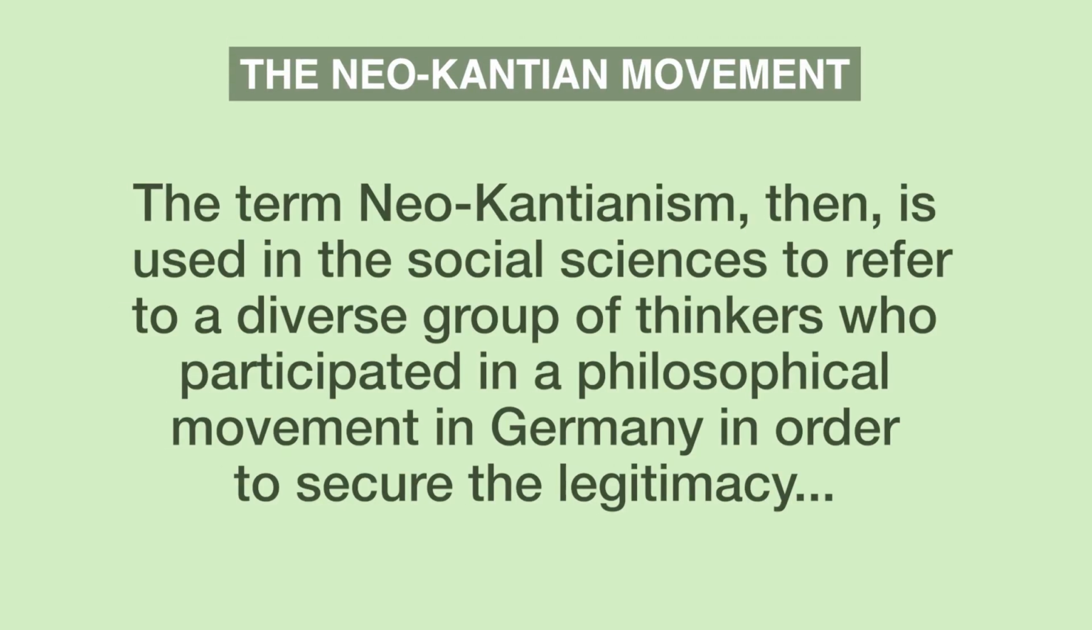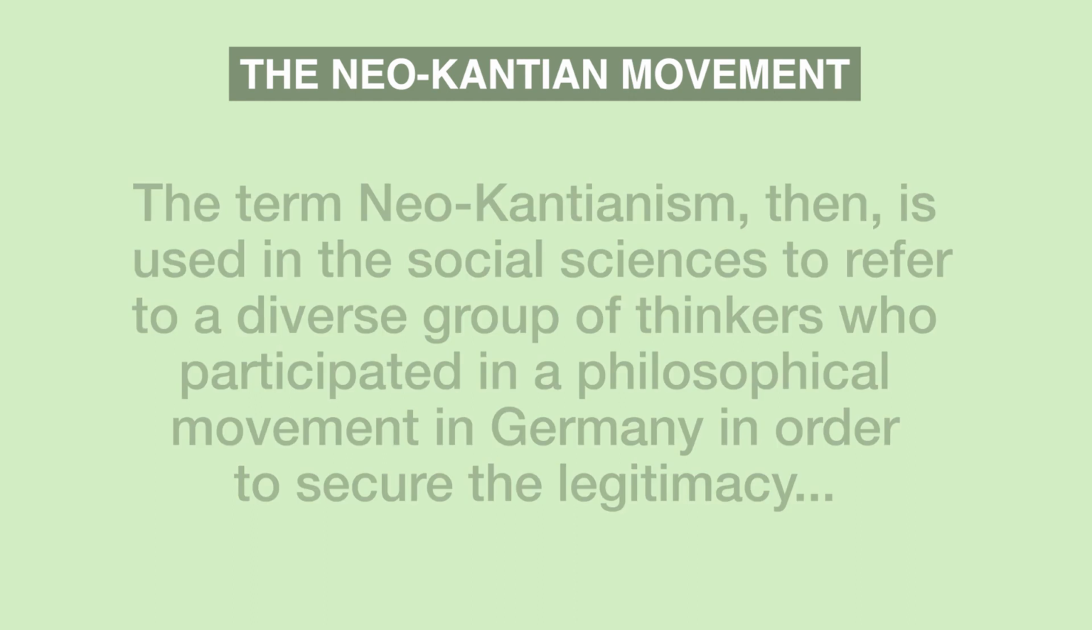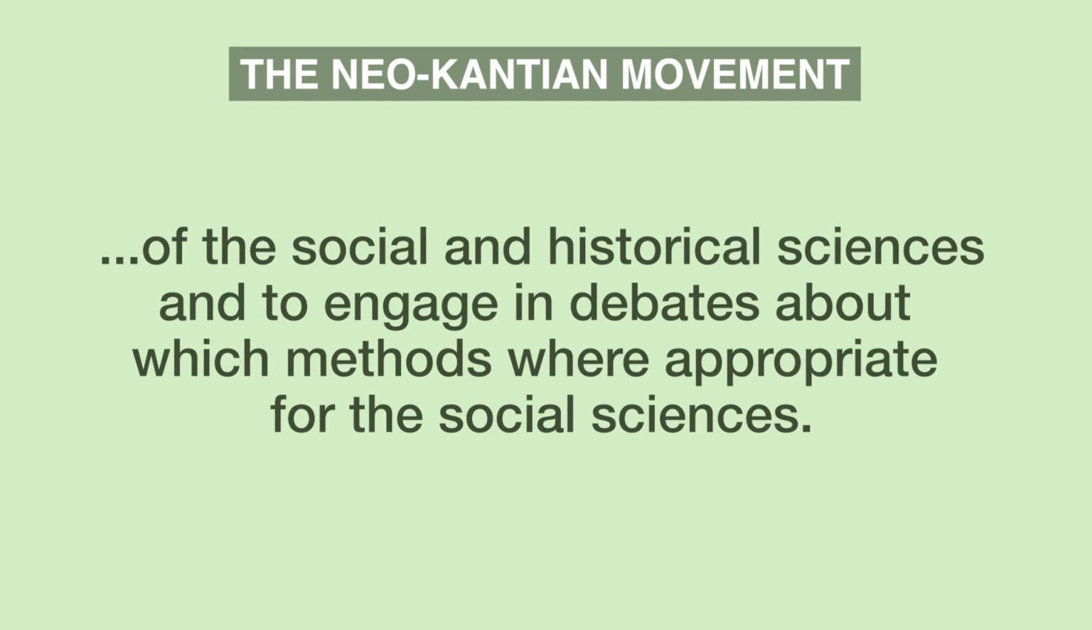The term Neo-Kantianism then is used in the social sciences to refer to a diverse group of thinkers who participated in a philosophical movement in Germany in order to secure the legitimacy of the social and historical sciences and to engage in debates about which methods were more appropriate for the social sciences. So this philosophical movement in Germany was there to stay for a very long time, and people were debating more and more which method was appropriate for the social sciences and how it was inferior or superior to that of the natural sciences.